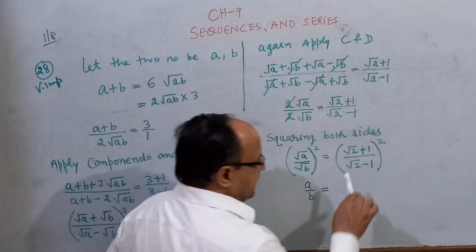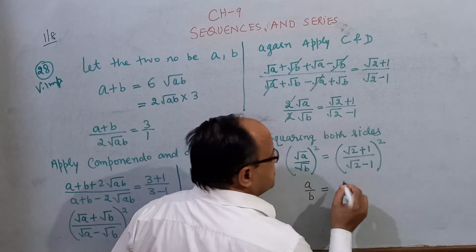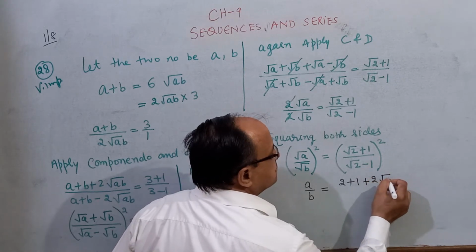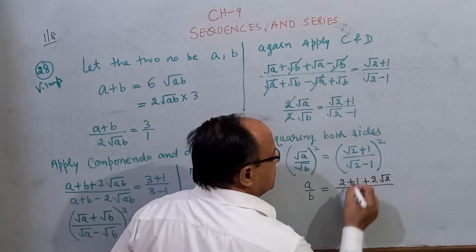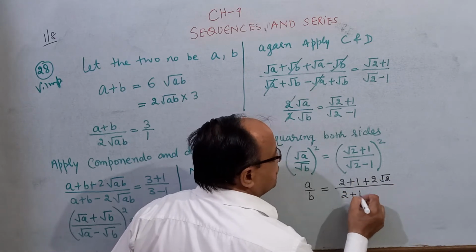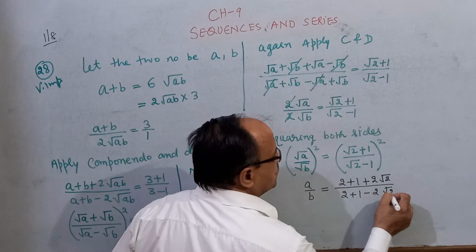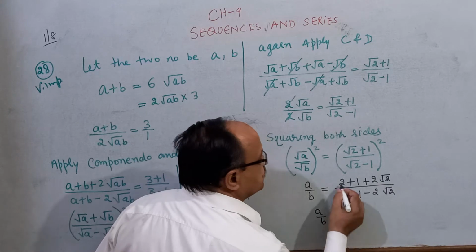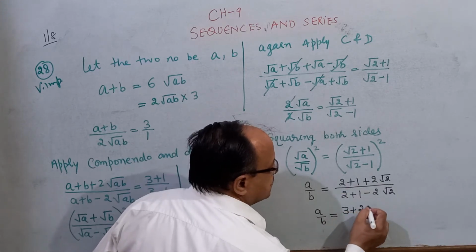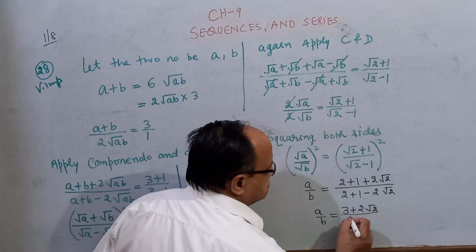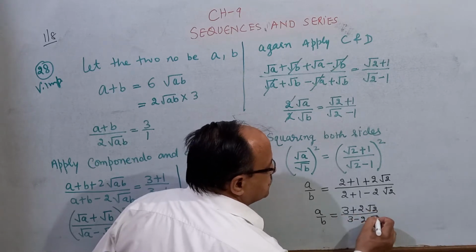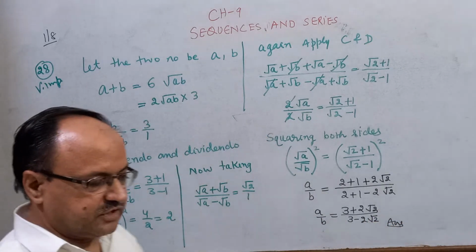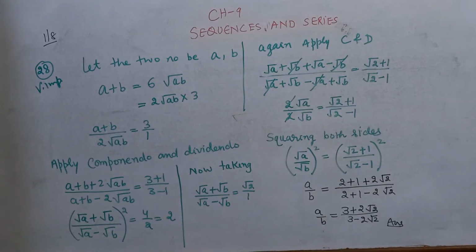And here apply the identity A plus B whole square. Square of 2 and square of 1 plus 2 root 2. Similarly in the denominator, 2 plus 1 minus 2 root 2. When you simplify, what is the answer? A by B is equal to 3 plus 2 root 2 upon 3 minus 2 root 2. This is the answer. Check again. Clear?